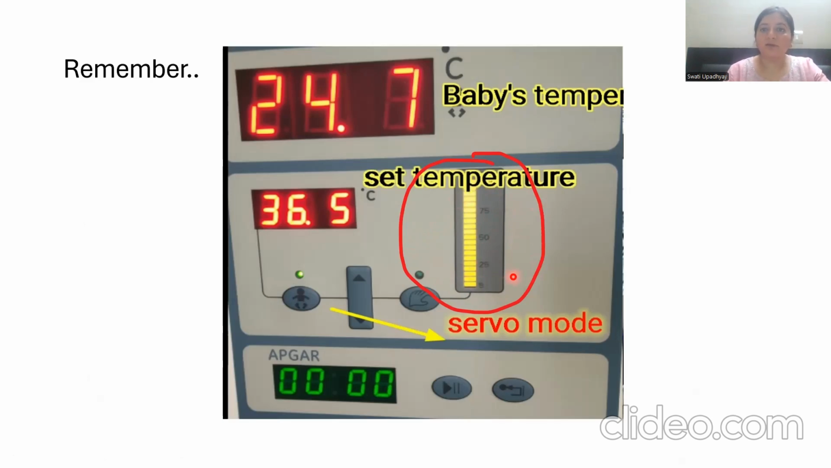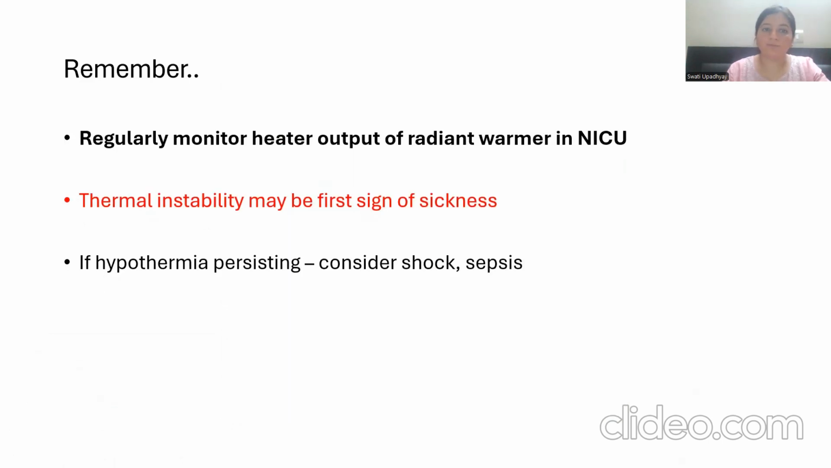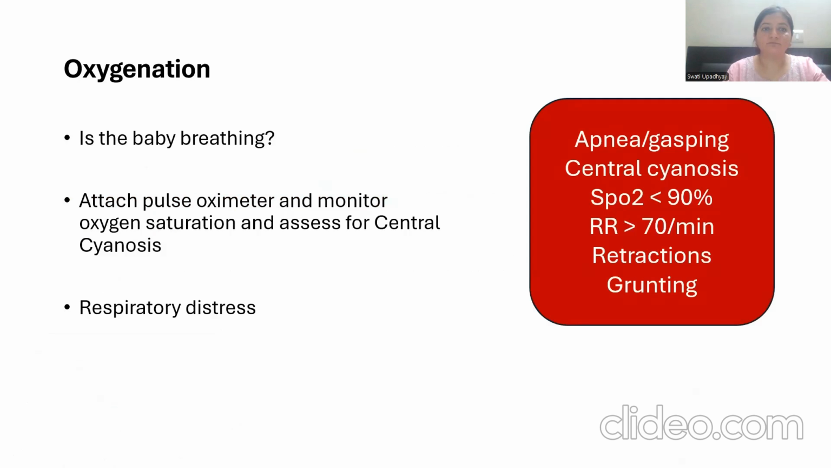That means the baby is requiring more heat from outside to keep itself warm. So this could be the first sign of infection or sickness in a baby. So you have to be very careful and regularly monitor heater output of babies under the radiant warmer. Thermal instability may be the first sign of sickness. If hypothermia is persisting despite rewarming, then always consider shock or sepsis.